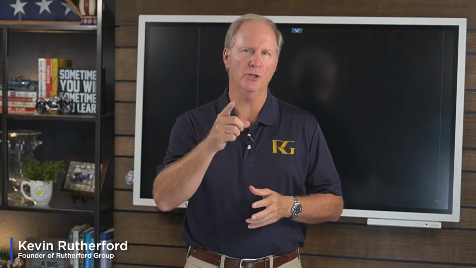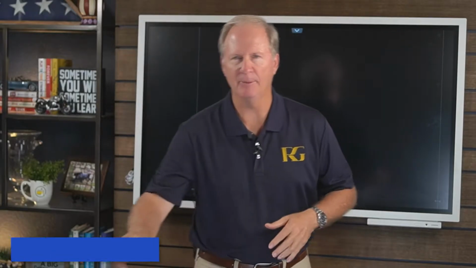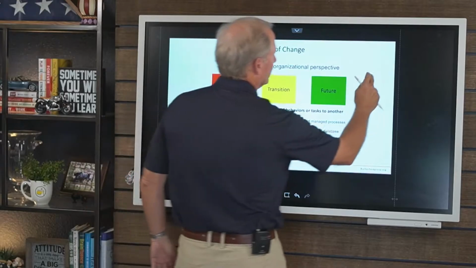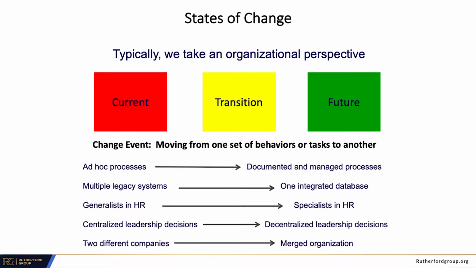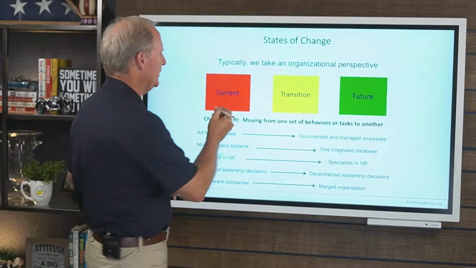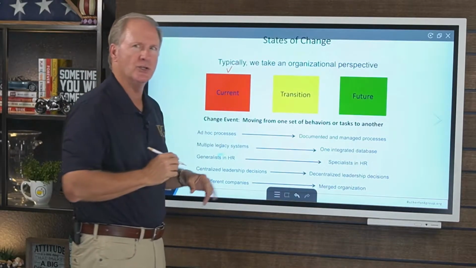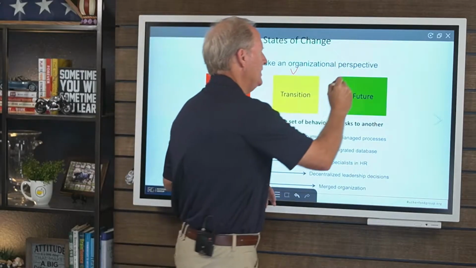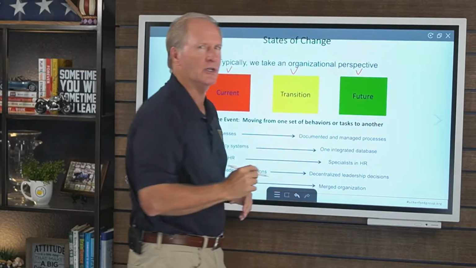Today I'm going to show you how to make change happen. So let's dive right in. Pull up here to the whiteboard and real quickly put this up for you. One of the things that we think about in organizations when we talk about change is that there's really three states that lead to change. There is what we call the current situation, there is the transition situation, and then there is the future situation.